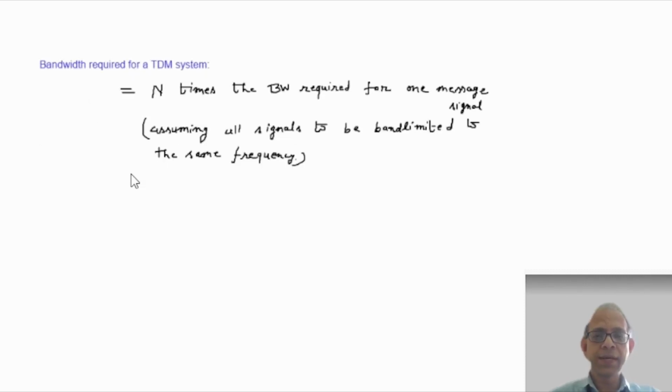As far as the transmission bandwidth for a TDM system is concerned, it is N times the bandwidth required for one message signal, assuming that all signals to be multiplexed are band limited to the same frequency. In the next couple of sessions, we will solve some problems on time division multiplexing. We'll also take one example in which the bandwidths of all messages are not equal, and we'll try to come up with a strategy for that also. So that's all for this lecture.